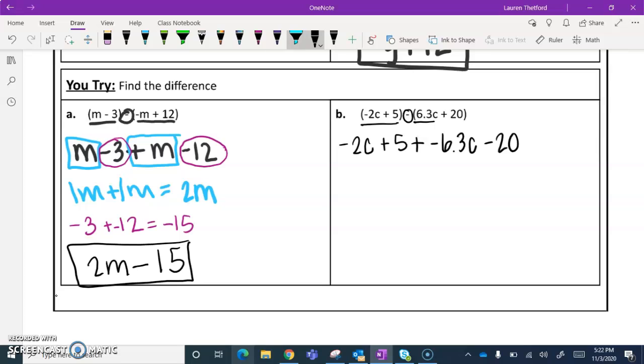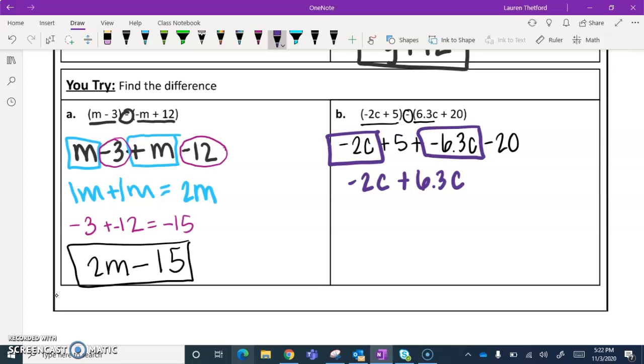And now we combine like terms. So we have negative 2C and negative 6 3/10 C. And so we have negative 2C minus 6.3C. And remember, it's subtraction, so we do keep on the first one, change to addition, and then we add a negative in front. And so we have same sign, we add them. So 6.3 plus 2 is 8.3. We keep the negative, and we keep the variable.